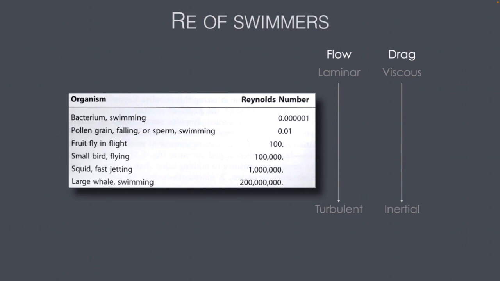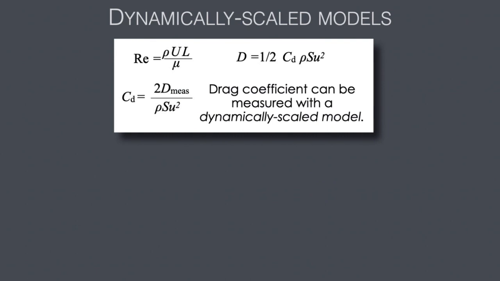Okay, so one really neat feature of Reynolds number and studying Reynolds numbers is that since the flows are similar, irrespective of how you achieve a certain Reynolds number, then you can play with that as an experimentalist. And so this is what we call dynamically scaled models.